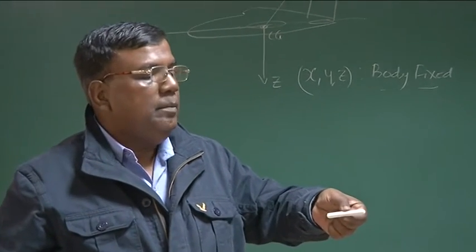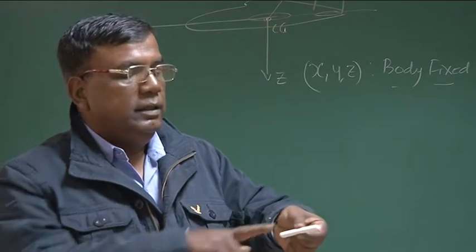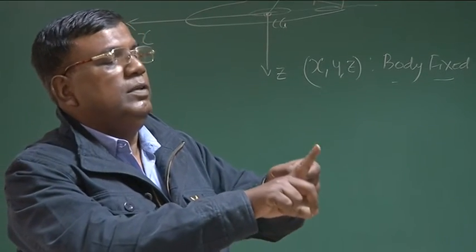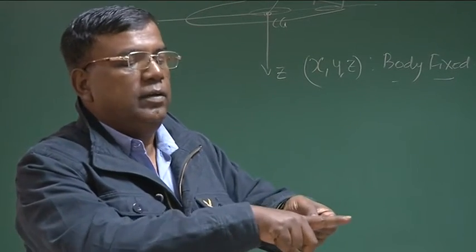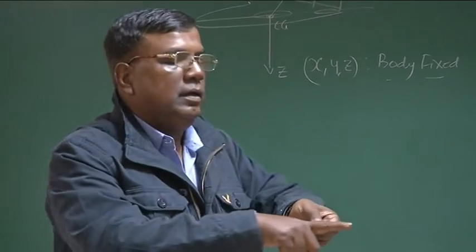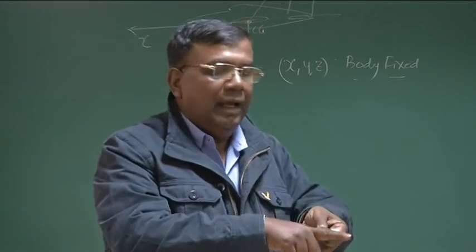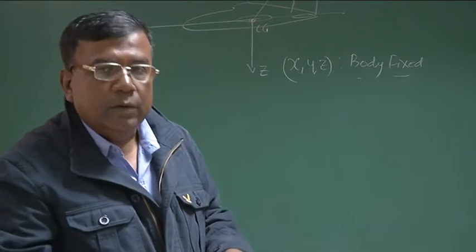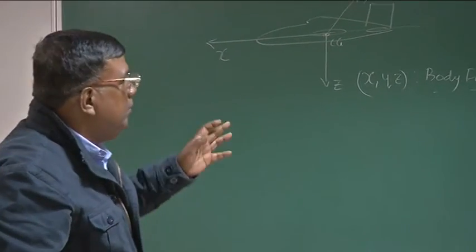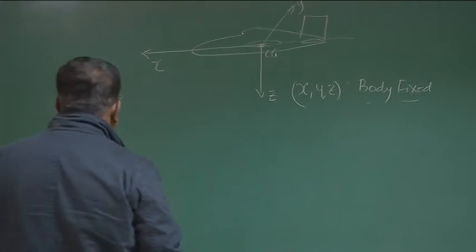So if an airplane takes an angular motion like this, then the axis which was x will also move with the airplane. It's body fixed. If it is going like this, everything is moving the same way as the body or the airplane in question is moving. Right? That is why I am calling it body fixed axis system.